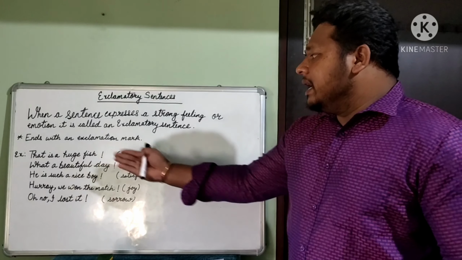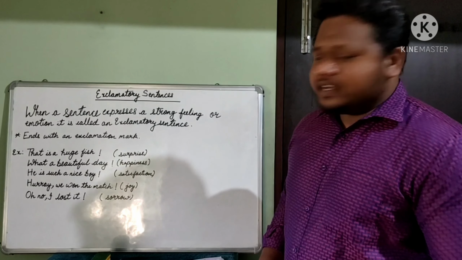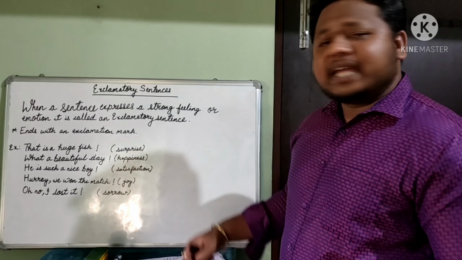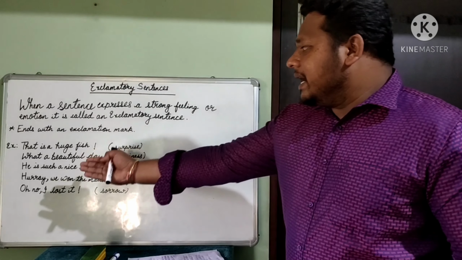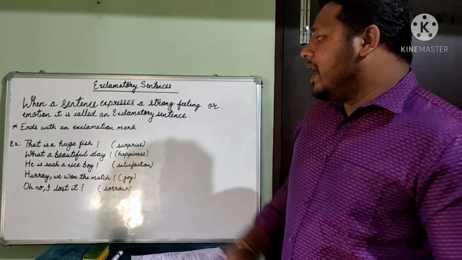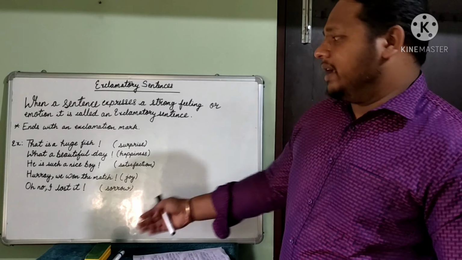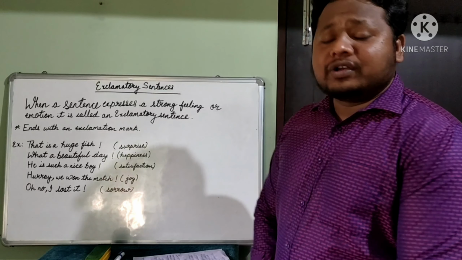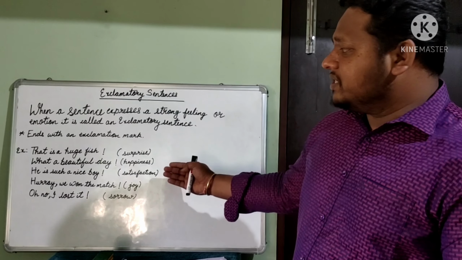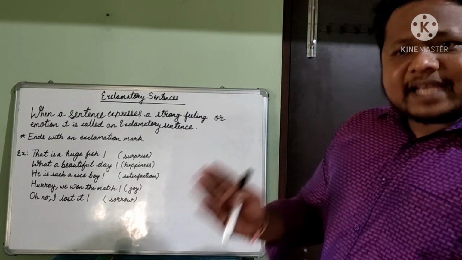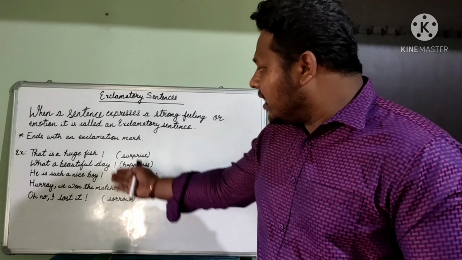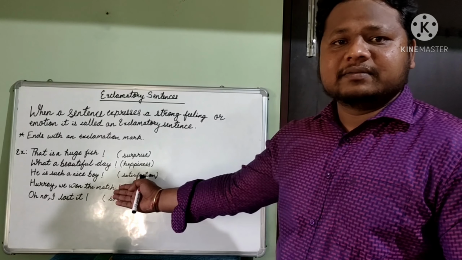For example, "That is a huge fish!" expressing surprise. "What a beautiful day!" happiness. "He is such a nice boy!" satisfaction. "Hurrah, we won the match!" joy. "Oh no, I lost it!" sorrow. So these are some examples of exclamatory sentences. And an exclamatory sentence always ends with an exclamation mark. You can see here in the sentences.